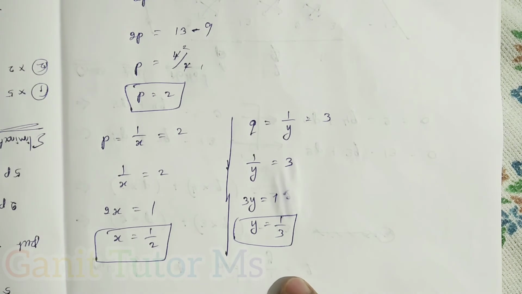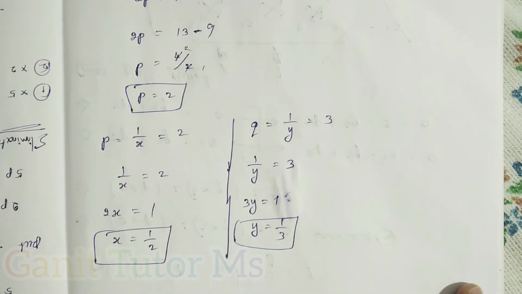Any doubt? Some of the students commonly make a mistake here: after finding p and q, they stop the problem. No, you should find x and y also. Because in this problem it is given in terms of x and y, so we should find the x and y values also.